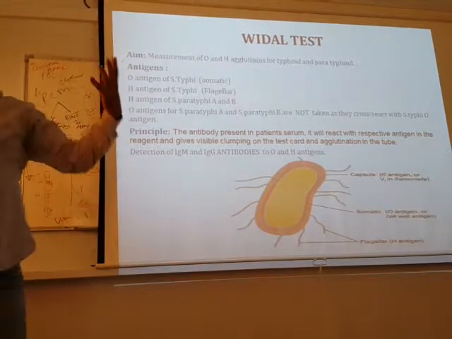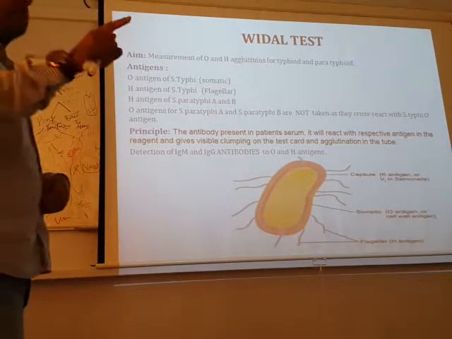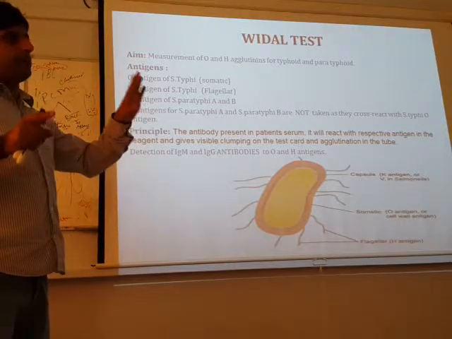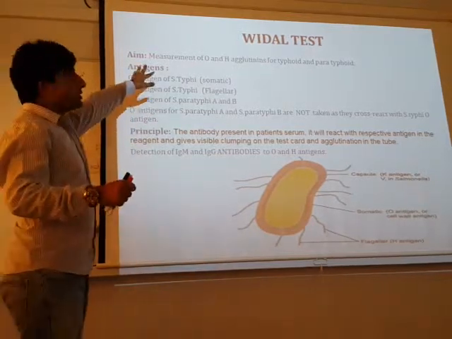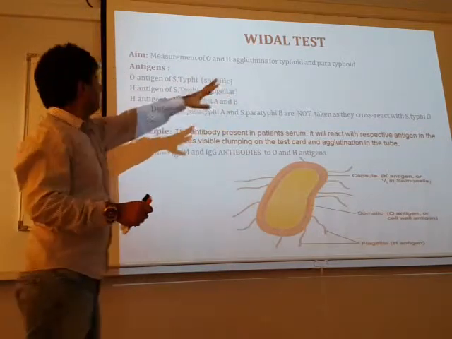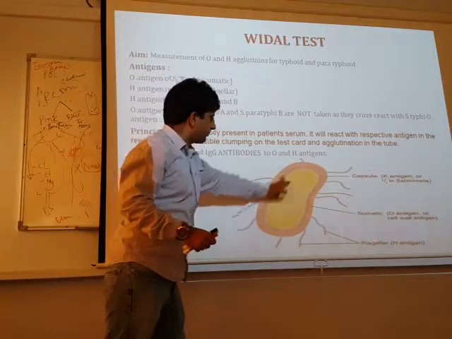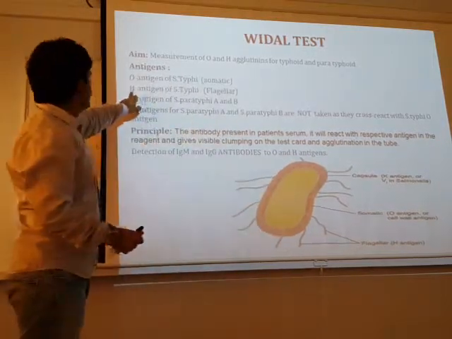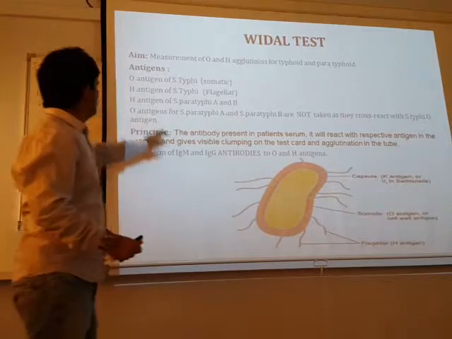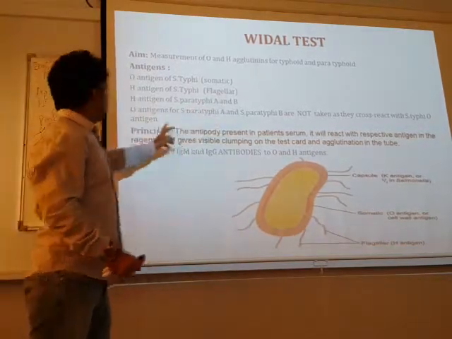So what is the Widal test? The Widal test is a test that we need to do to confirm the presence of salmonella and the paratyphoid. It measures the O and H agglutinins of typhoid and paratyphoid. O antigen for Salmonella typhi is the somatic body cover, and H antigen is for flagella. This is the H antigen for Salmonella paratyphi A and B.